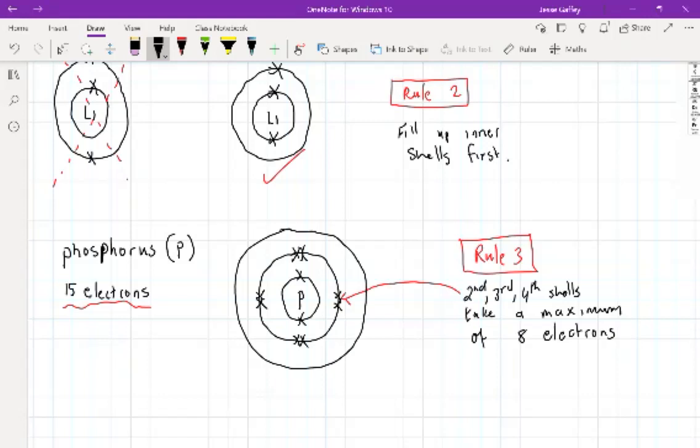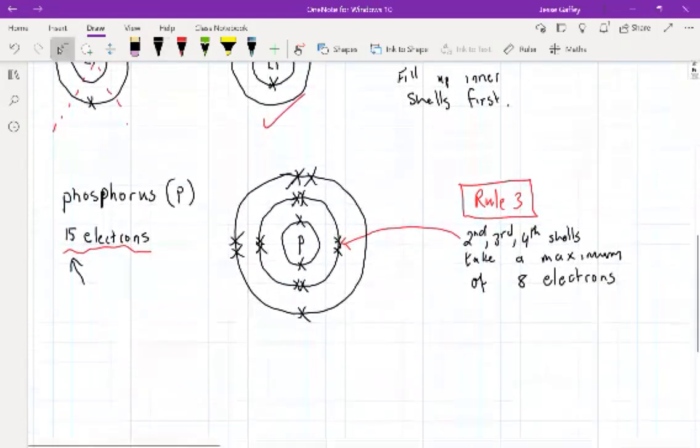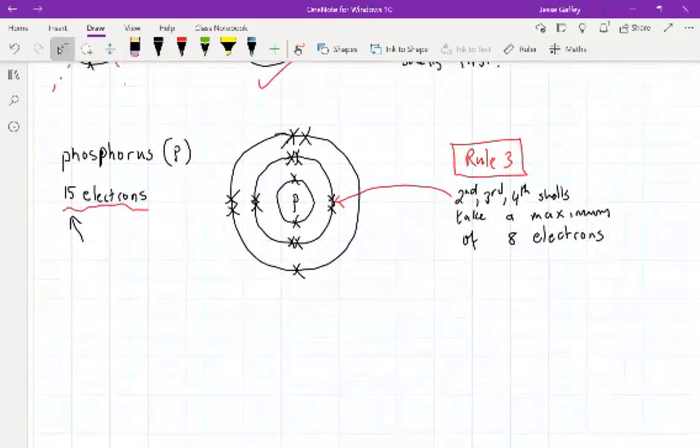Now we have to work out how many are left to go into shell 3. Well, I've got 2 in the first shell and I've got 8 in the second shell. So altogether that's 10. So that means that there are 5 left, because remember there have to be 15 altogether. I've already put 10 into the first and second shell, so I've got 5 left. So I'm going to put a pair, that's 4, and a single, like that. Okay, so that is rule 3 in action. Now pause and take that down as rule 3.